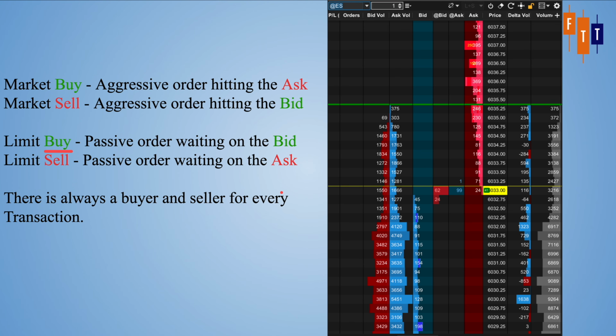There's always a buyer and seller for every transaction. In order for these 45 passive buyers to get filled, they would need aggressive market sellers to fill them. That's what this column indicates. This is the depth of market. We're going to go over this in another order flow series video. I'm going to dive into this in detail, so stay tuned for that. But I just want you to understand market orders and limit orders. I have these color coded. If you need to pause the video to see, the green is buyers and the red is sellers.